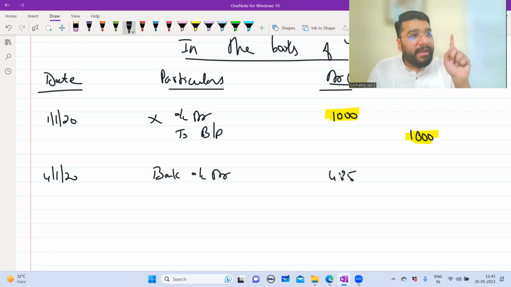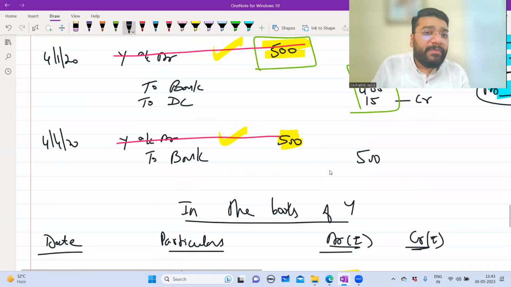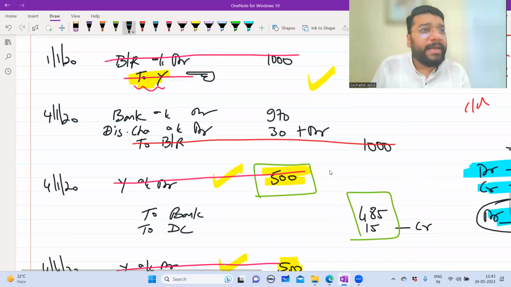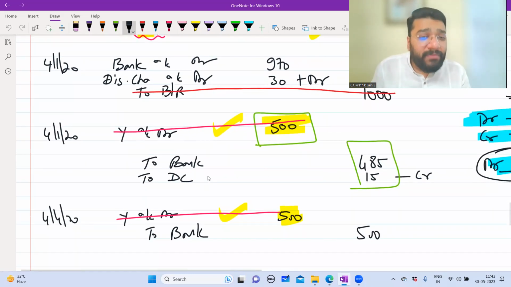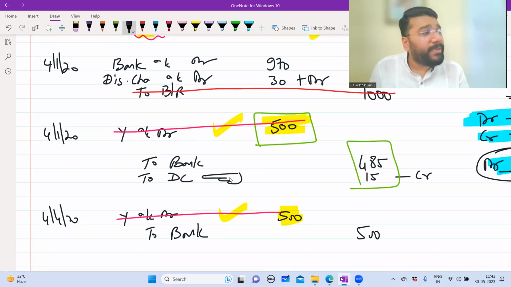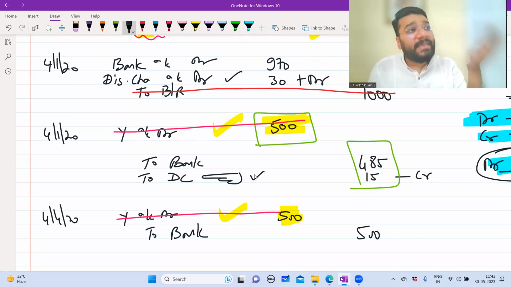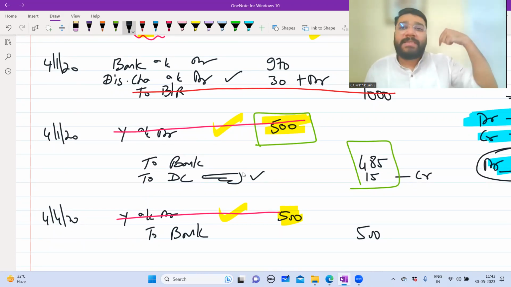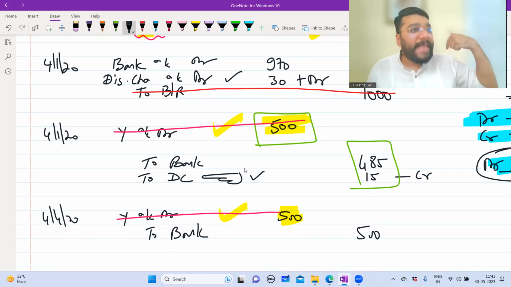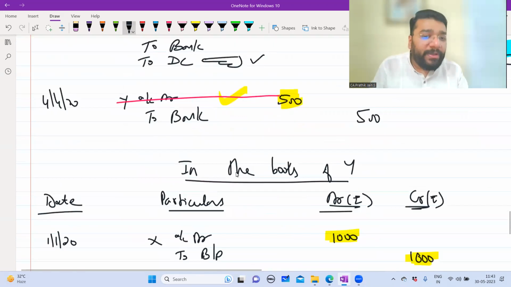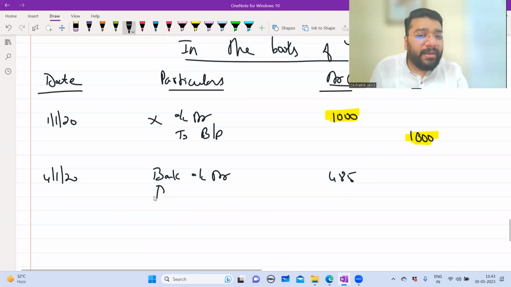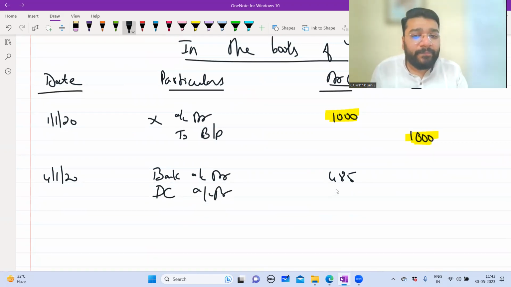485 rupees. And when I am receiving this money, proportionate expenditure, should I bear or not bear? Yes sir. Because in the previous entries in the books of X, X reversed the expenditure to the extent of 15 rupees. He first recorded the full 30 rupees expenditure. Of that, he has reversed 15 rupees, so I have to record it now. 15 rupees X will record, 15 rupees Y will record. So now 15 rupees Y will record as discounting charges.